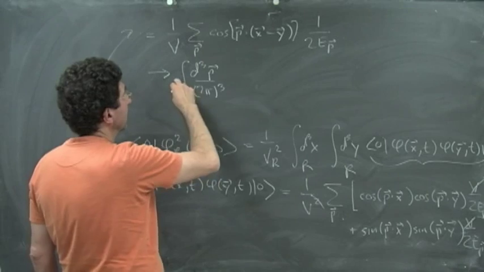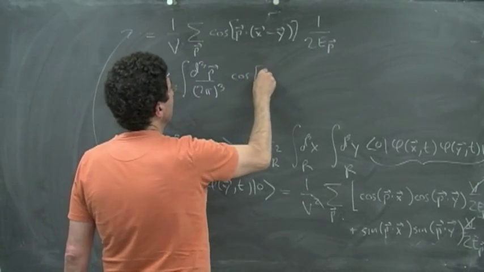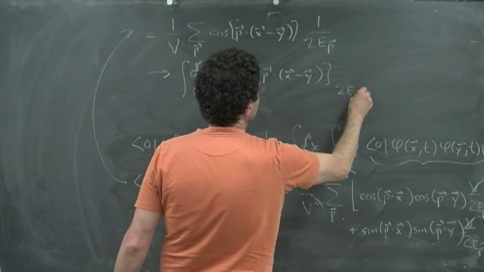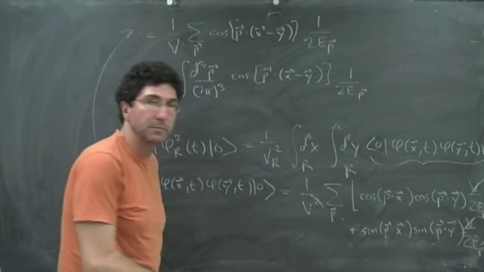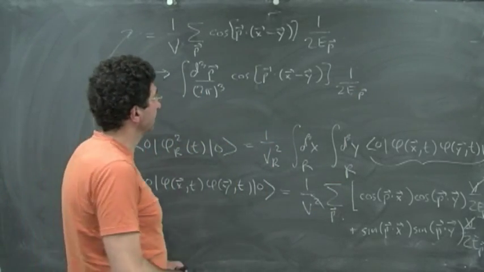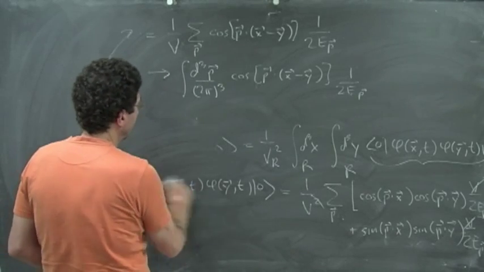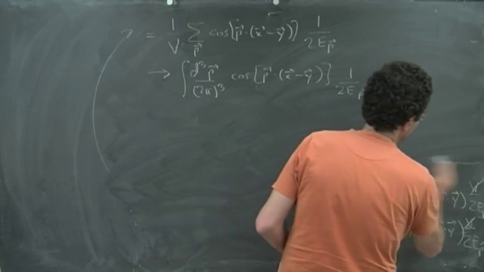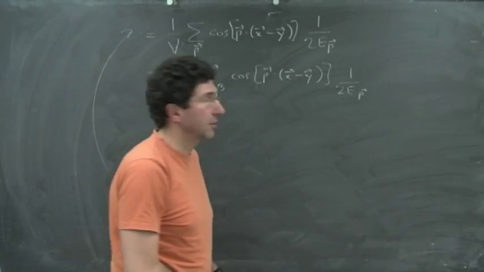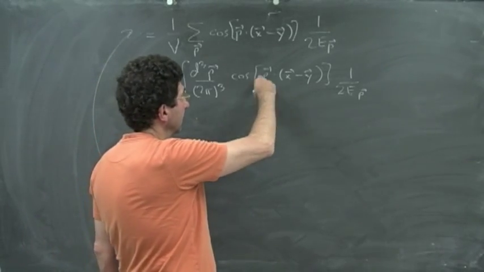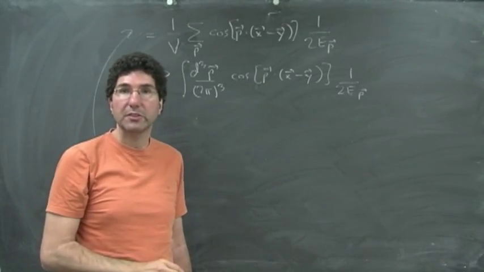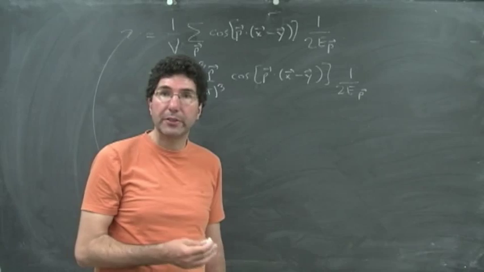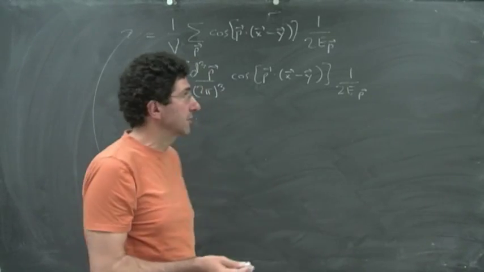continuum limit. If I take L large, this becomes cosine p dot (x minus y) over 2 E of p. Now, you can actually show that this does converge at large p. Basically, this oscillates faster and faster, and it causes this thing to actually converge. Now, we could go ahead and finish computing this, but I just want to make some rough estimates.